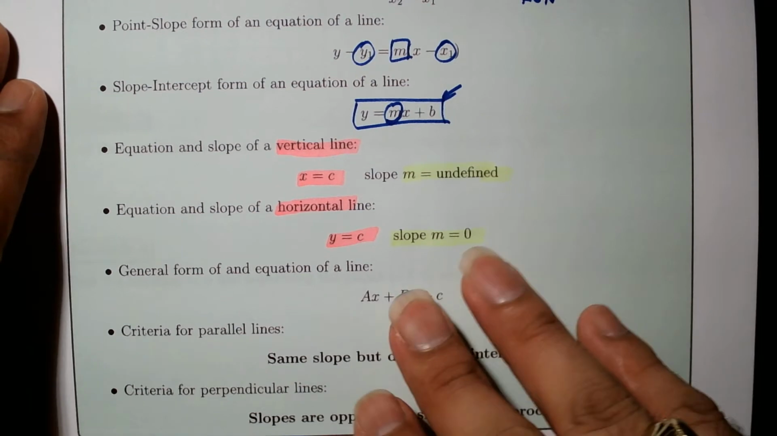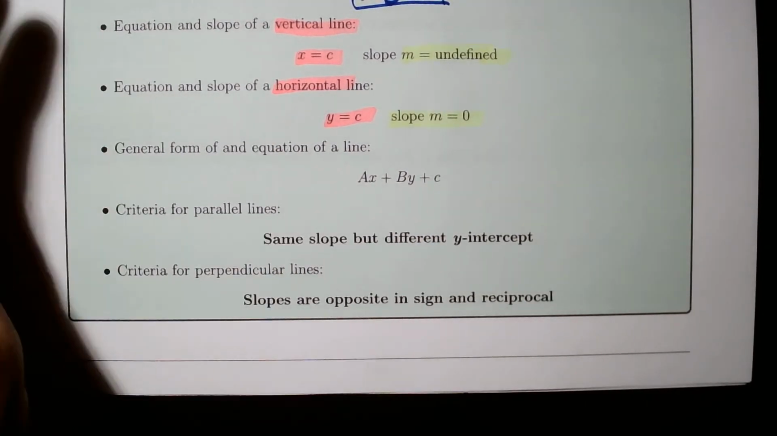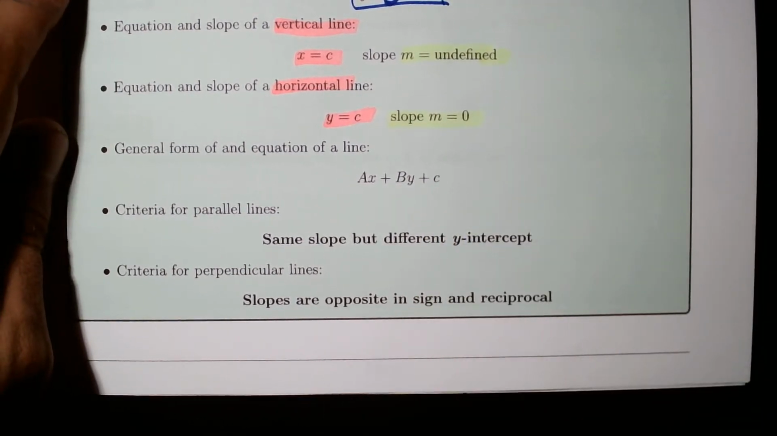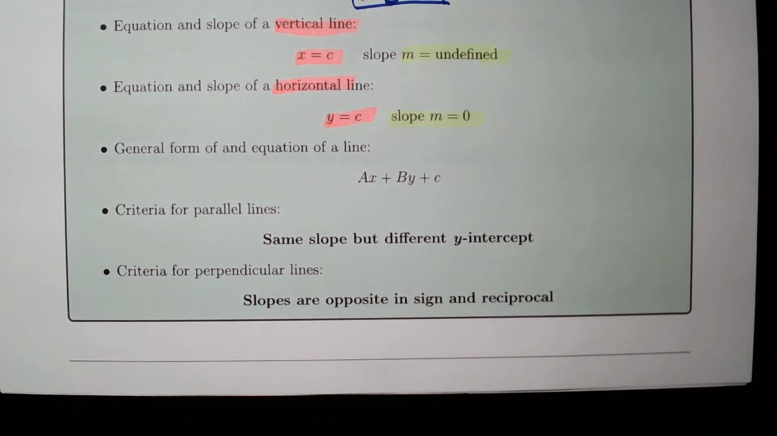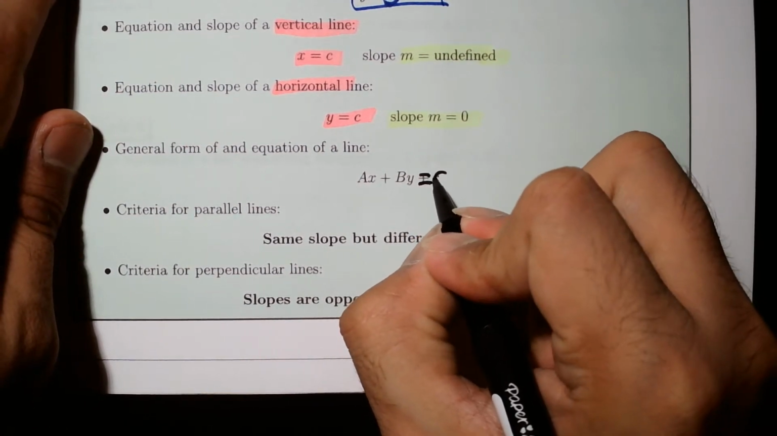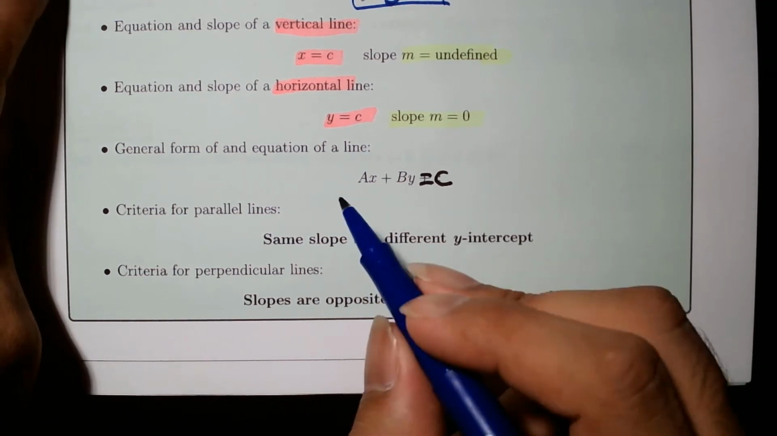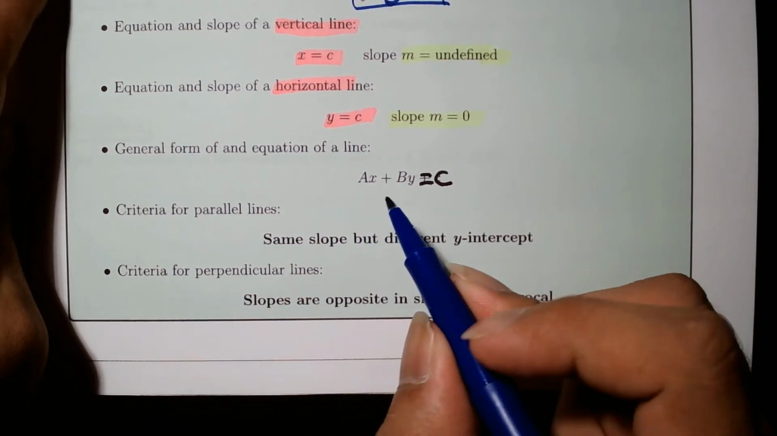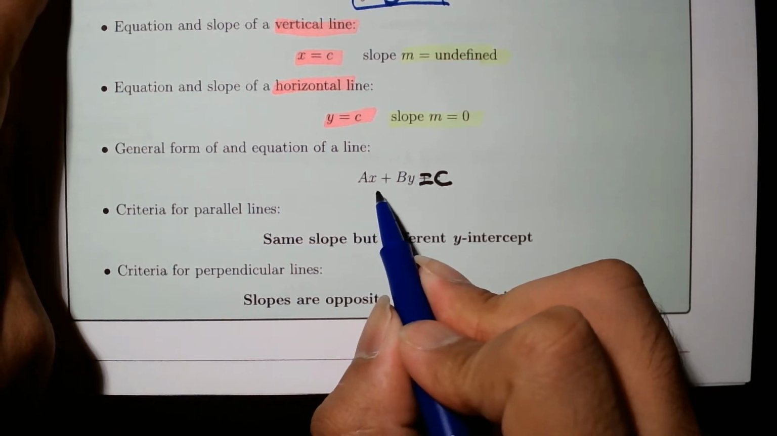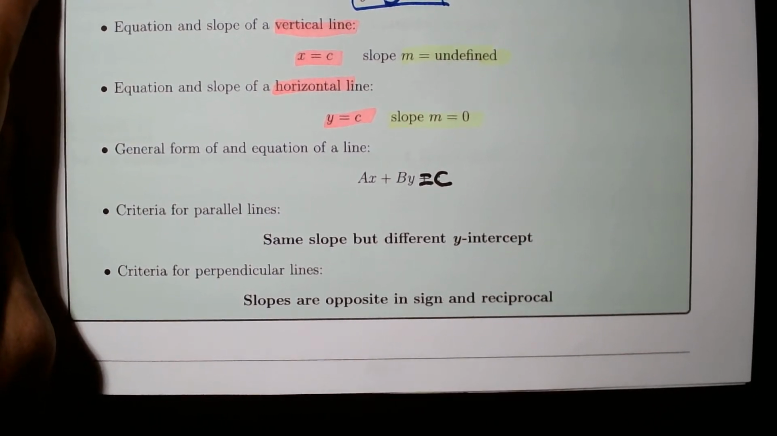Another form for the equation of a line is what we call the standard form or general form. By the way, there's a little typo here. This one is supposed to be an equal sign, and this is supposed to be an uppercase C. And this equation is obtained when we get all the variable terms to the left hand side and the constant term to the right hand side.